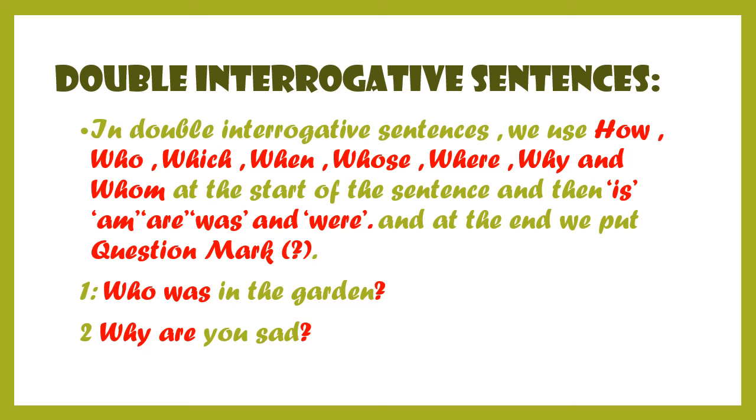For example, who was in the garden? Who is an interrogative pronoun here, was is the helping verb. Then at the end there will be a question mark. Second example, why are you sad? Why is the interrogative pronoun, are is the helping verb, then at the end a question mark.